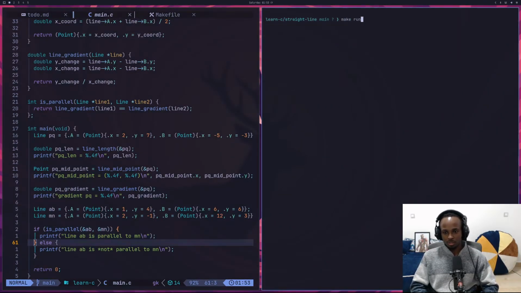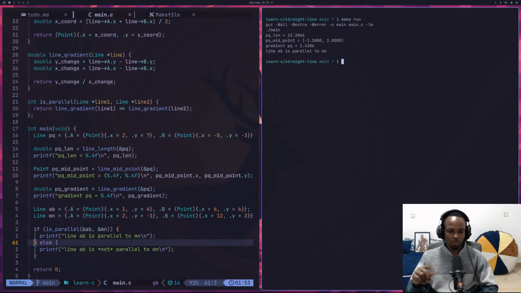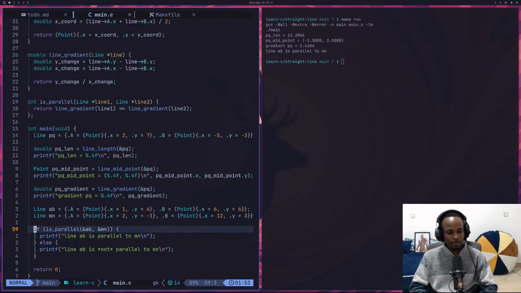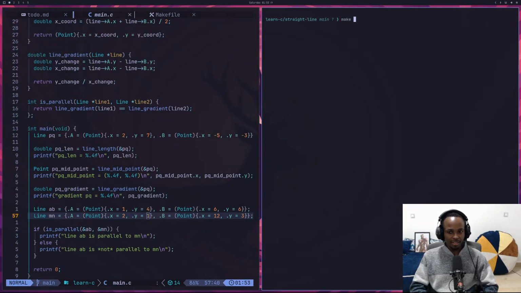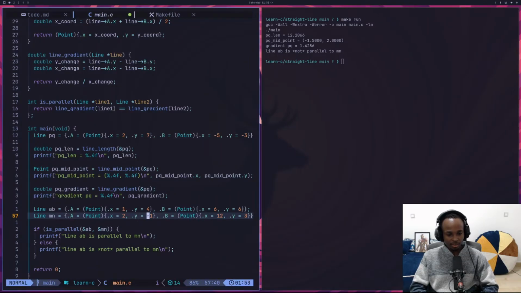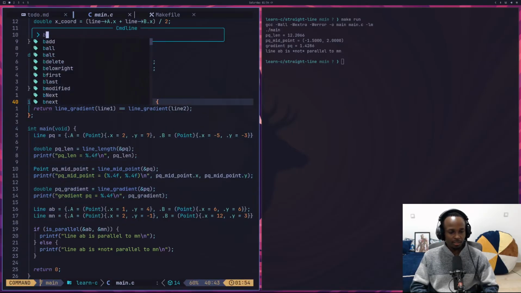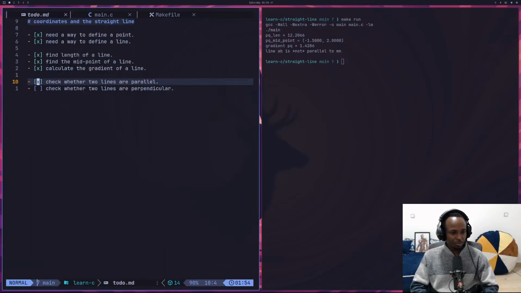So we are just going to say make run, and yes, line AB is indeed parallel to MN. Then what if we change one of the coordinates? If we change this -1 to maybe 1, then they are no longer parallel. Yeah, so line AB is no longer parallel to MN. So let's have the -1 back. Okay, so our function to check whether two lines are parallel is working. So we are done with that.